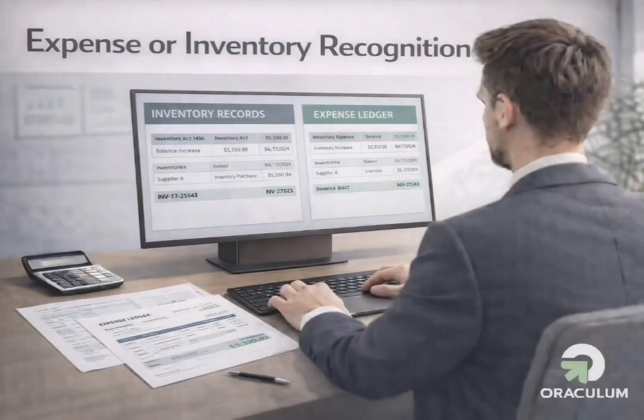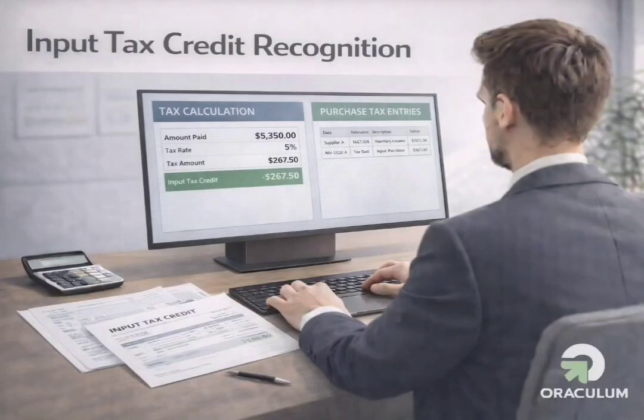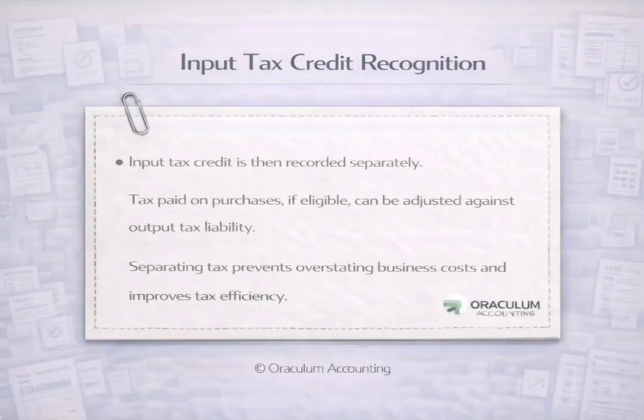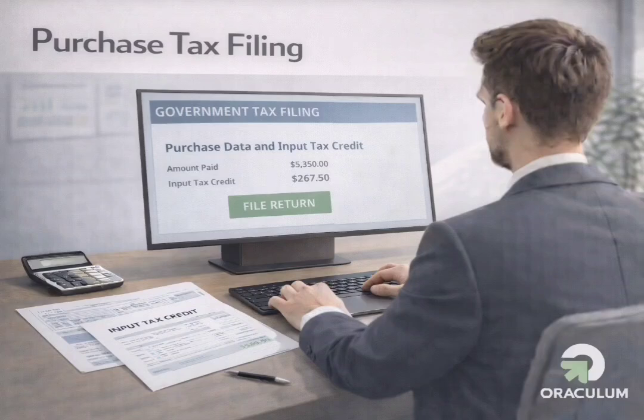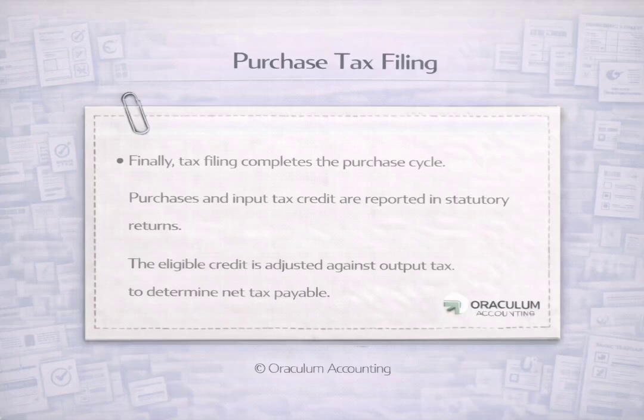Next comes expense recognition. The purchase value, excluding tax, is recorded either as an expense or inventory, depending on its nature. Accurate classification ensures proper profit measurement. Input tax credit is then recorded separately. Tax paid on purchases, if eligible, can be adjusted against output tax liability. Separating tax prevents overstating business costs and improves tax efficiency. Finally, tax filing completes the purchase cycle. Purchases and input tax credit are reported in statutory returns. The eligible credit is adjusted against output tax to determine net tax payable.